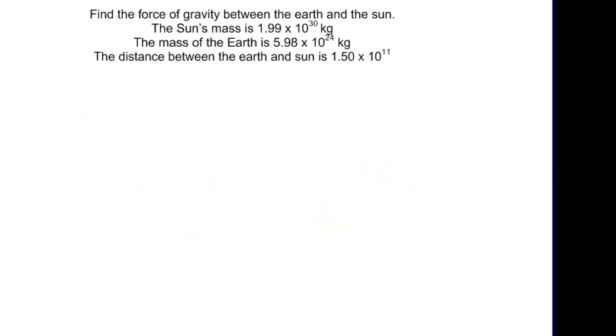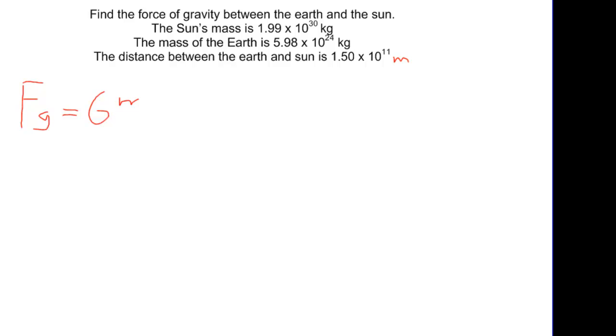Second example problem, now we're looking at some bigger objects. The sun, the Earth, looking at much larger distances. So we want to find the force of gravity between the Earth and the sun. The sun has mass of 1.99 times 10 to the 30th. Earth, 5.98 times 10 to the 24th. The distance between them is 1.50 times 10 to the 11 meters. So very large distance, but we're looking at huge masses, 10 to the 30th, 10 to the 24th kilograms, which is why we get a substantial force when we talk about the sun and the Earth.